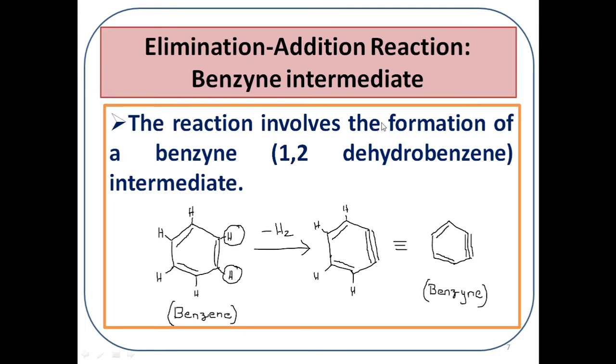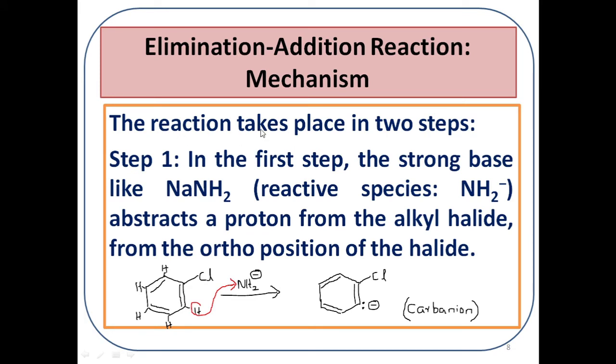The reaction actually proceeds via an intermediate called the benzyne intermediate. Actually, benzyne may be visualized as 1,2-dehydrobenzene. Benzyne is formed by the removal of two hydrogen atoms at the ortho positions or 1,2 positions, and therefore we get the benzyne intermediate. The reaction actually takes place in two steps. In step 1, the strong base, here NH2 minus, is the reactive species.